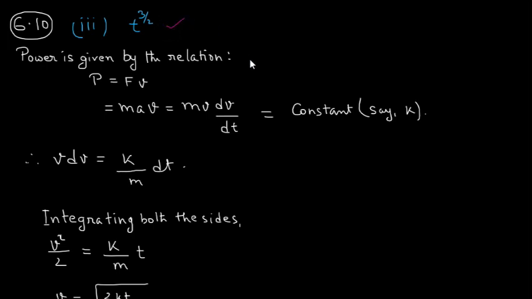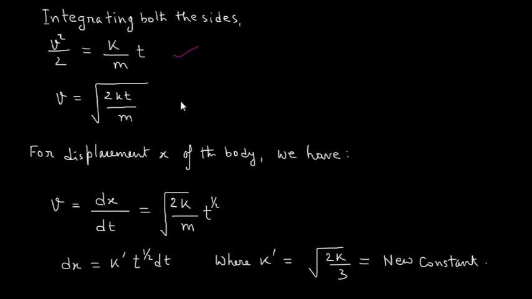Power is given by the relation P is equal to F into v. Instead of F, we can write ma into v, that is, m v dv by dt is equal to constant, say k. Therefore, v dv is equal to k by m dt. Integrating both sides, we get v squared by 2 is equal to k by m multiplied by t. Therefore, v is equal to under root 2k t by m.